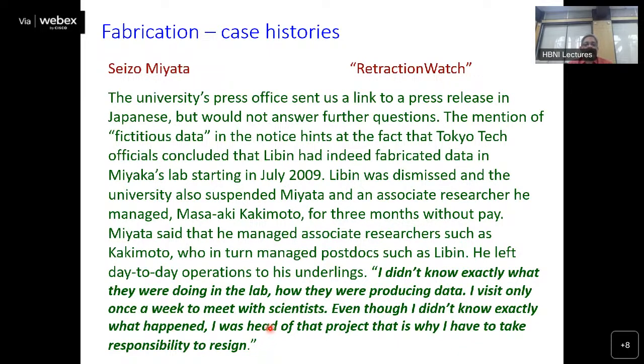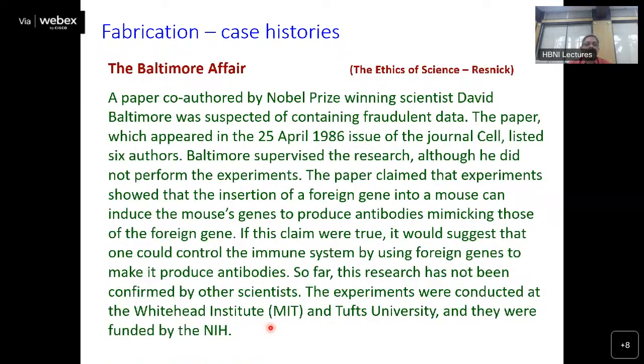So basically what was happening is this guy Miyata had some people under him, and those people had some more people under them. So it was a highly hierarchical structure where the guy at the top sits somewhere else and tries to conduct the research. But here, this was a case where the leader himself took the lead in taking responsibility and came out with it. Okay, but very few people do that.